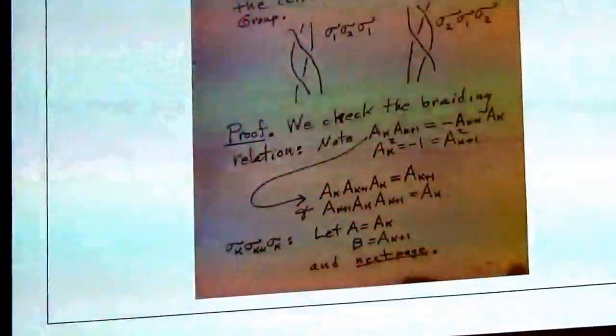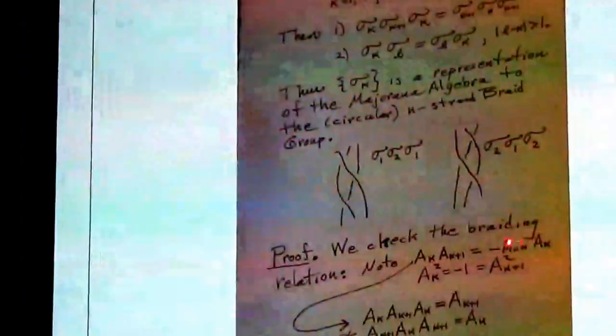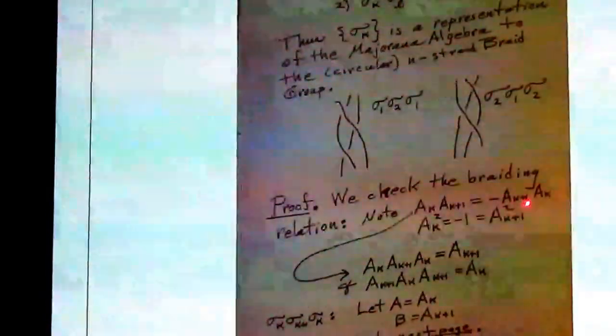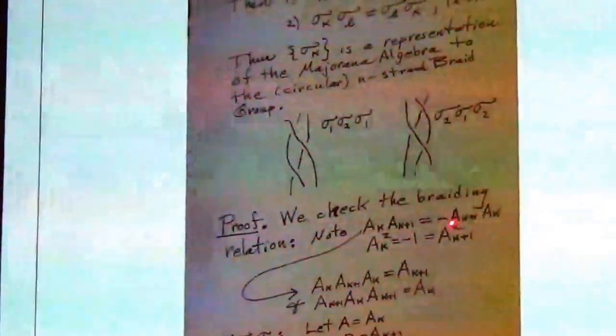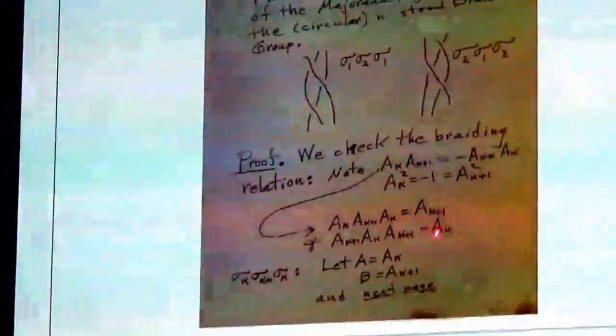when they're far apart. So in order to check the braiding relation, you should note that the two adjacent AKs anti-commute, and their squares are minus 1. Now, if you take that equation right there, sorry, this is hard to read, but multiply by AK on both sides, and you get AK plus 1 AK is equal to AK squared is minus 1. The minus 1 goes away. AK plus 1 AK equals AK plus 1. AK plus 1 AK plus 1 equals AK.